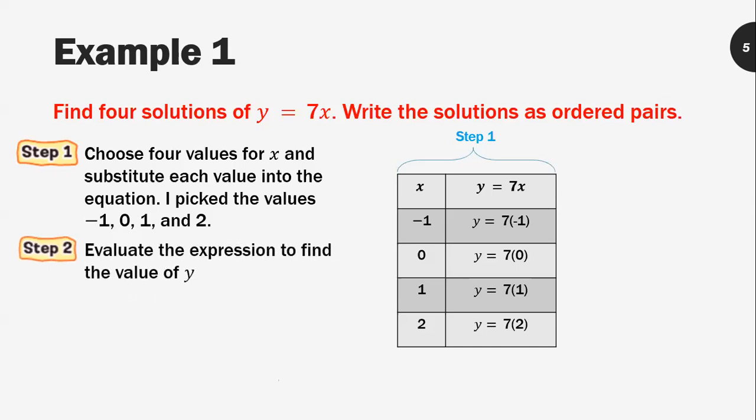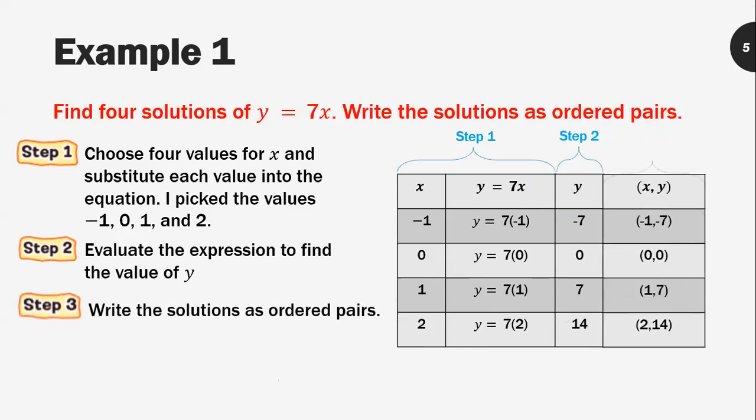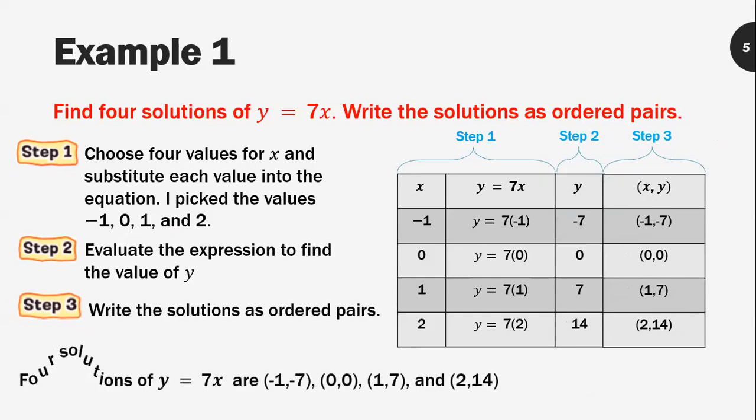Evaluate the expression to find the value of y. Once we simplify, we'll find a corresponding value for each x. And then the last step is to write it as an ordered pair. The ordered pair is (x, y), so (-1, -7), (0, 0), (1, 7), and (2, 14). So the four solutions of y equals 7x are (-1, -7), (0, 0), (1, 7), and (2, 14).